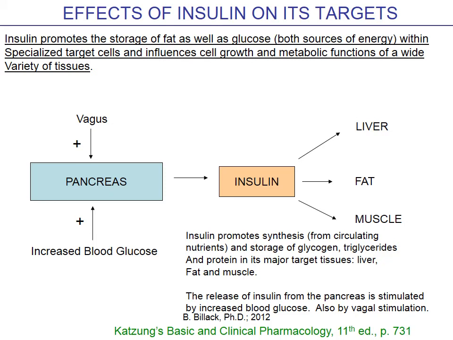The effects of insulin on its targets. Again, if we look at the pancreas here in the middle of the slide, we can stimulate it to release insulin by things like the vagus stimulation or by increased blood glucose. And that insulin gets released into the blood and has actions on liver, fat, and muscle. It promotes the storage of fat as well as glucose, which are actually both sources of energy. It promotes synthesis from circulating nutrients of those macromolecules, glycogen, triglyceride, and protein.